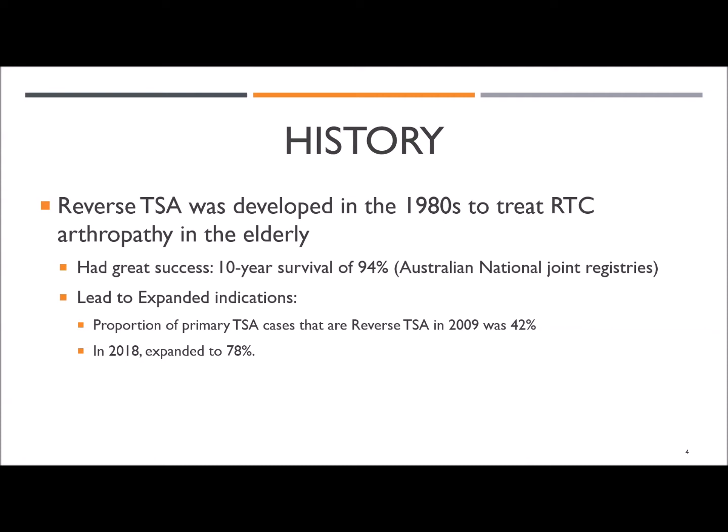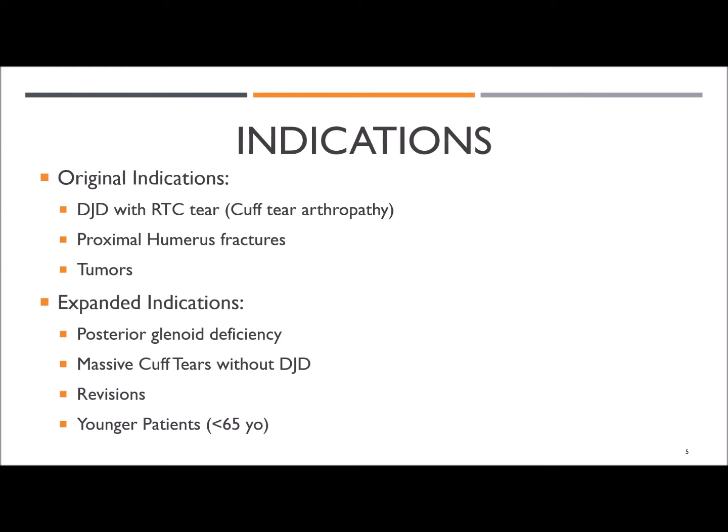But even back then, that led to expanded indications. So if you look at one study in 2009, the proportion of primary total shoulder arthroplasty cases that were actually reverse shoulders was 42%. Just 9 years later, the survey was redone, and 78% of primary total shoulder cases are reverse shoulders. And I can tell you in my practice, that's probably fairly close. I do most primary total shoulders as reverse shoulders, and we'll talk about some of the reasons for that. Okay, so next slide.